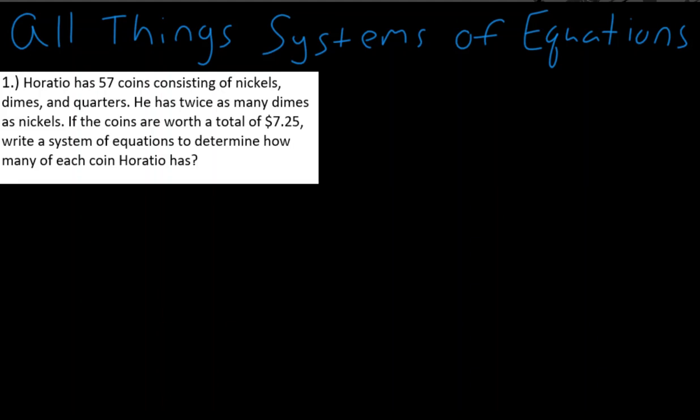All right, and welcome to All Things Systems of Equations. Now in number 1 it says Horatio has 57 coins consisting of nickels, let's use N, plus dimes, D, plus quarters, Q, and once again he has 57 coins. So the number of nickels plus dimes plus quarters is equal to 57.